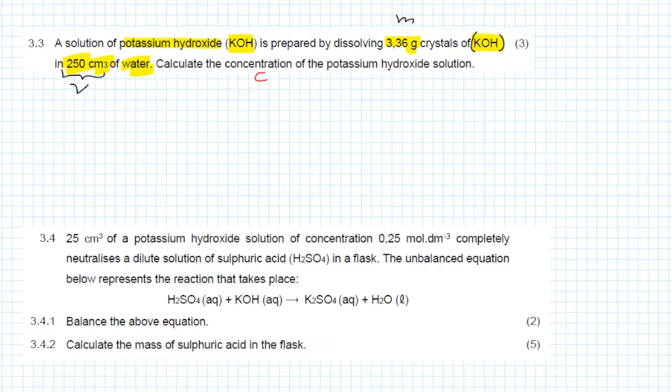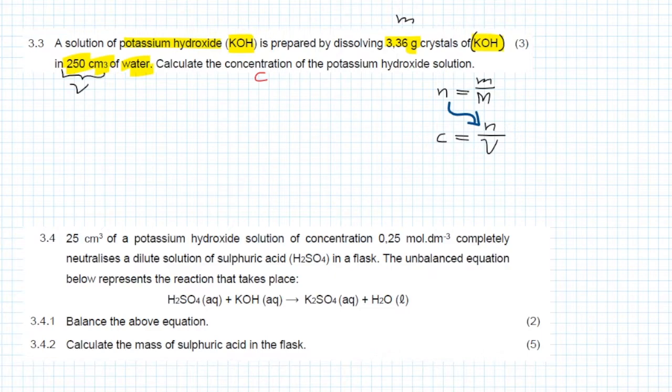There are two methods you can use. You can either say n equals m divided by the molar mass, and then say c is equal to the number of moles divided by the volume. So you can plug that number of moles into this formula. Alternatively, you can do everything in one step, which is exactly what I'm going to do.